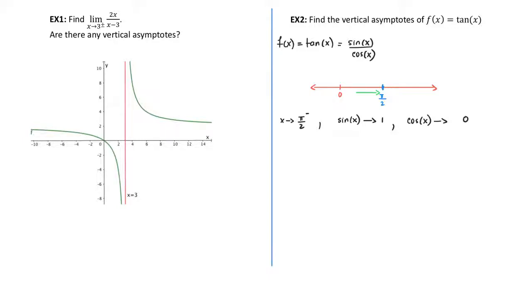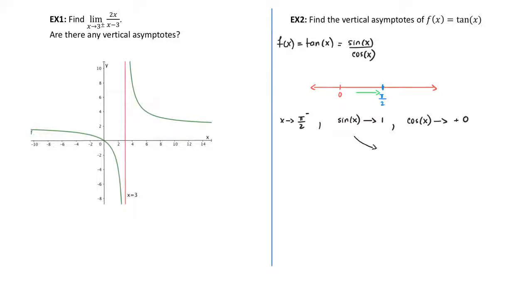If you actually think of the graph of cosine of x, I want you to visualize it or even draw it out. You're going to see that as x approaches pi over 2 from the left, the cosine graph is above the x-axis. So that means that cosine is positive. I'm going to put a tiny little plus over here for you to keep that in mind.